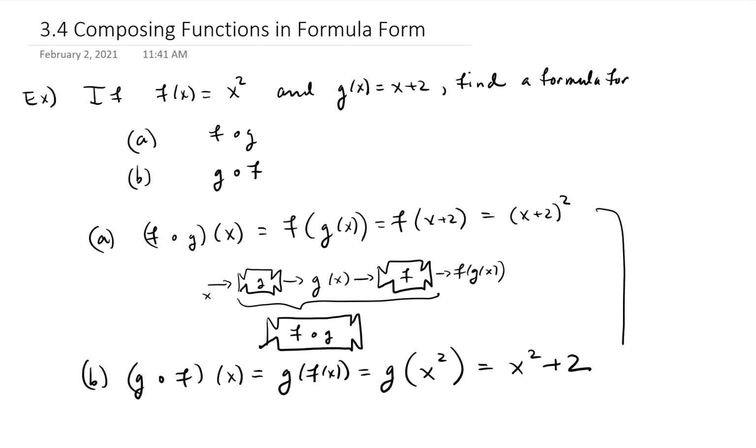And one thing to realize is that those are not equal. Not equal at all. In particular, if I expand this one, I'm going to get x squared plus 4x plus 4, which is really far from x squared plus 2. The composition of functions does not commute. So f dot g is not the same as g dot f.